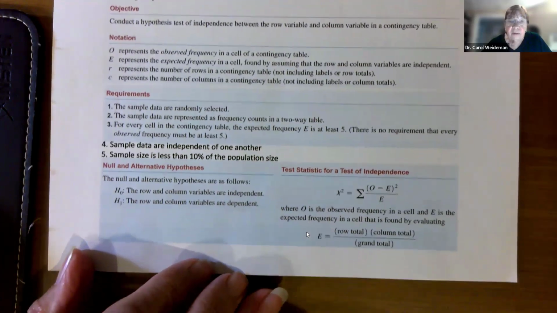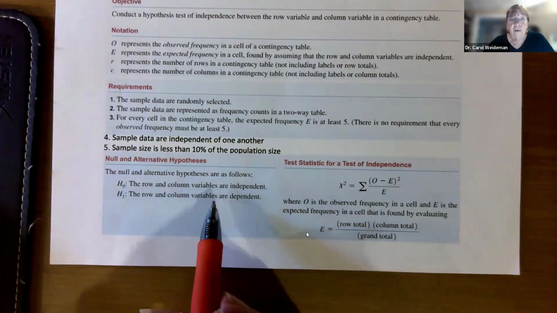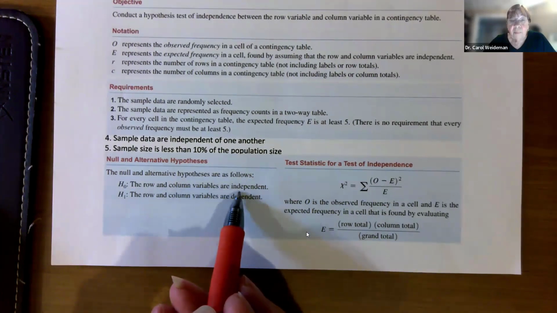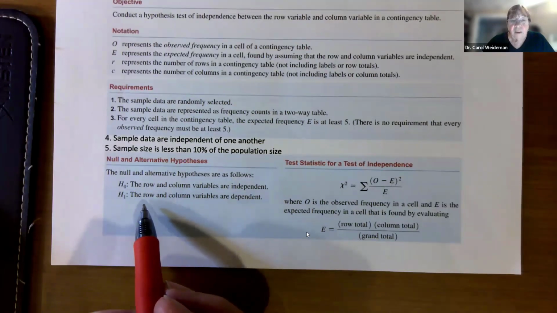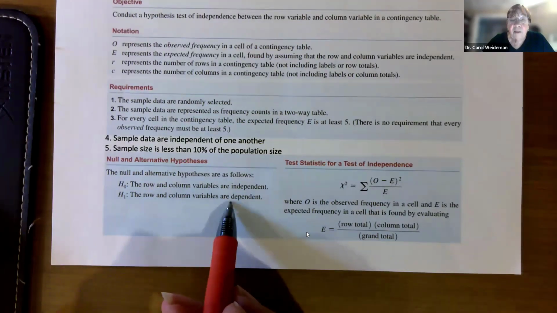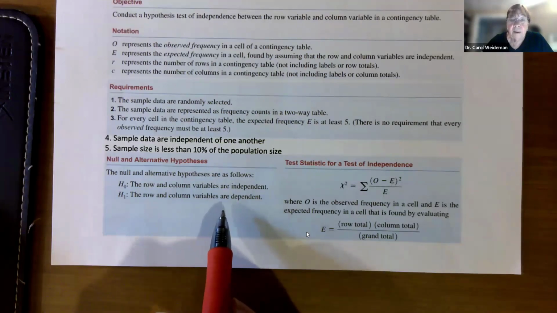And so the hypotheses are going to be very simple. No numbers now. Row and column variables are independent for the null. The alternative is actually written 2 ways. It could either be row and column variables are dependent, or it may also be written as not independent, because they both mean the same thing.